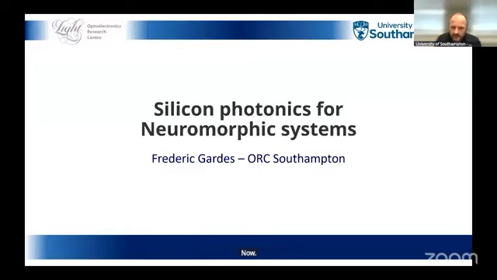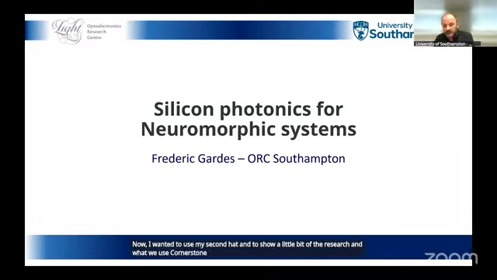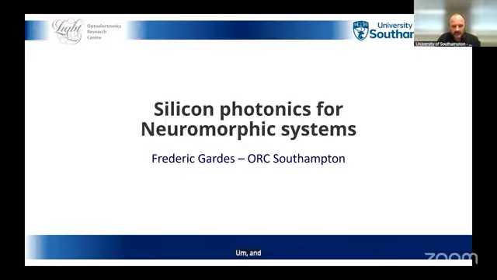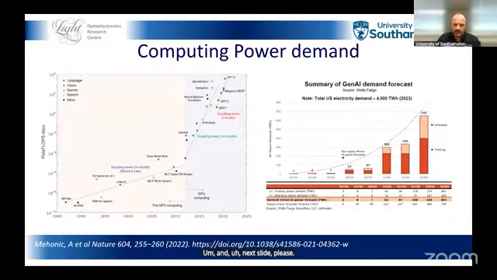Now I wanted to use my second hat and show a little bit of the research and what we use Cornerstone for and what we do beyond Cornerstone, because we also do our own activity beyond Cornerstone. Next slide, please. So as you know, computing is really power hungry, and we're talking about nuclear power stations to run data centers these days, and literally trillions of dollars to feed the infrastructure or even develop it. So this is exponentially increasing. We need to do something, and this is why we're talking about these things in photonics, I suppose, and all sorts of other activities in neuromorphics as well.